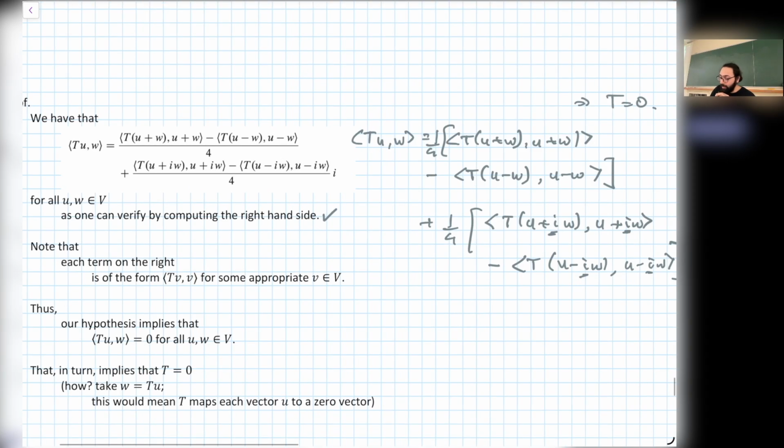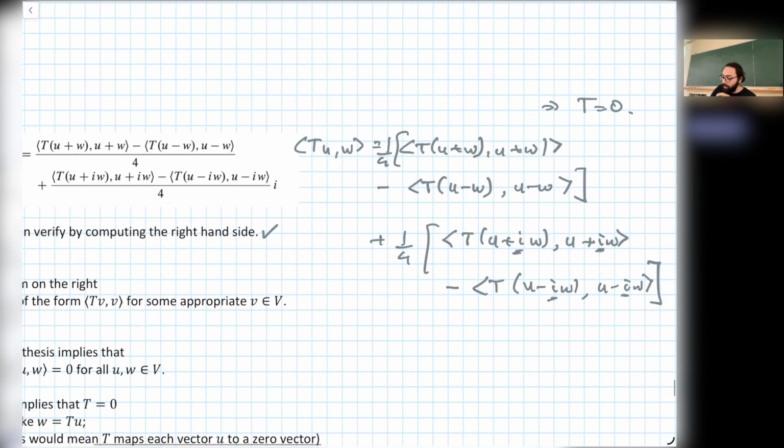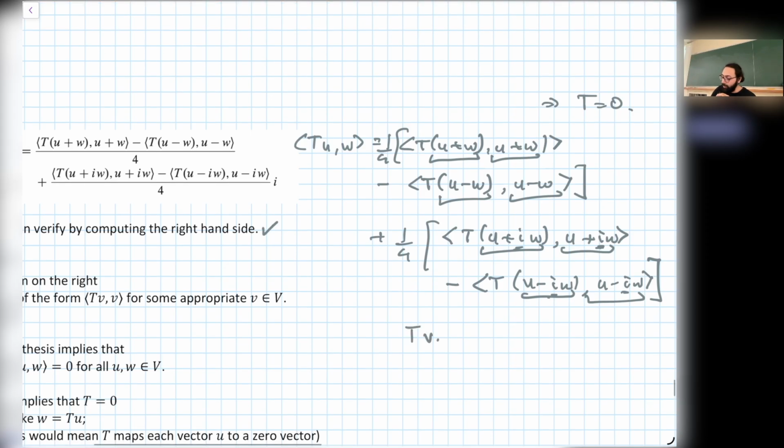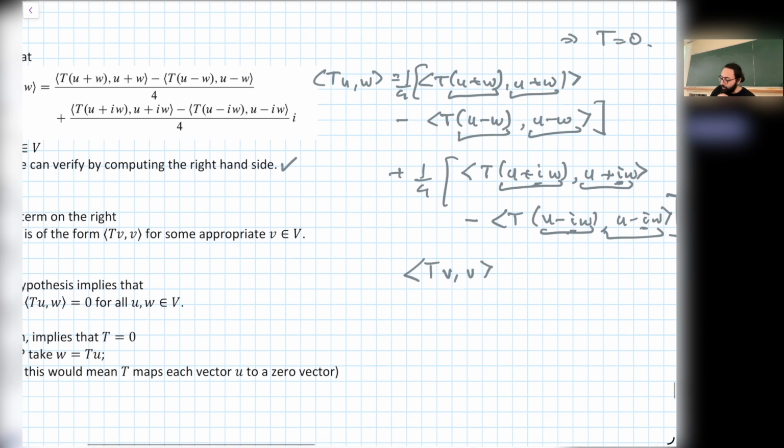Now the interesting thing is that each term, the way it is written, always has the same vector in both places. So when you take the inner product, it has the form that you have Tv, and you're taking the inner product with v itself. It's clear, right, that each term in the expression has this form. Is that reasonable? Okay. So each term is of the form <Tv, v> for some v in the vector space.